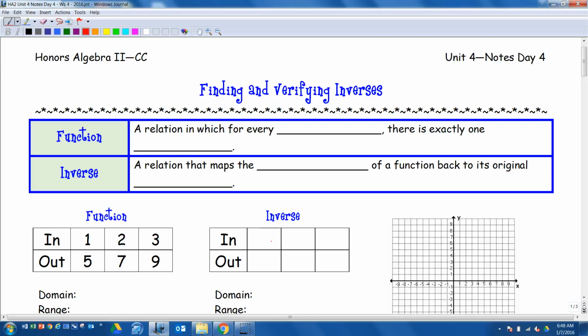Alright class, today we're going to learn about what inverses are and finding them. Basically, you learned earlier and also in Algebra 1 that a function is a relation for which every input has exactly one output. And all an inverse does is flip that around on you. So a relation that maps the output of a function back to its original input.